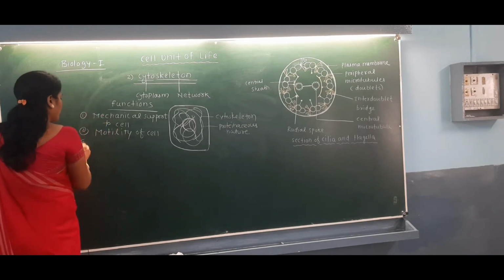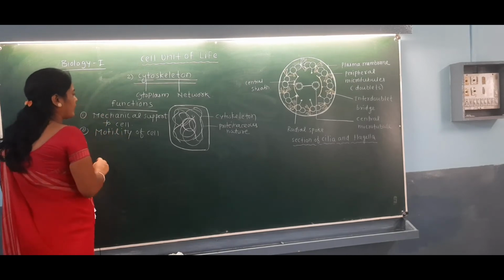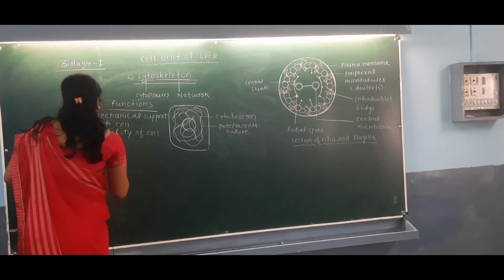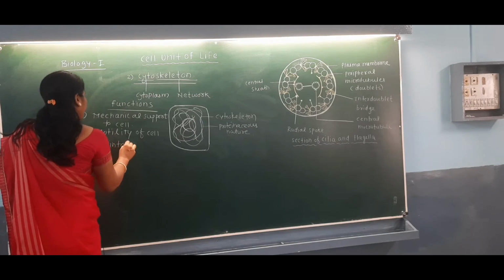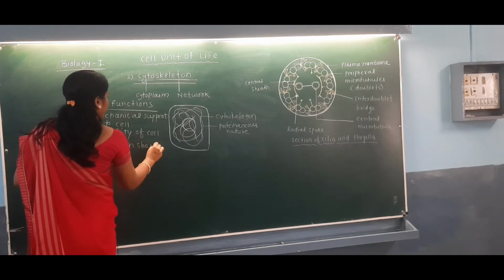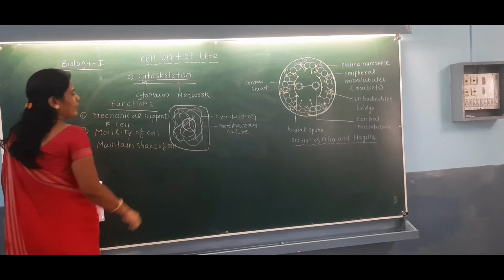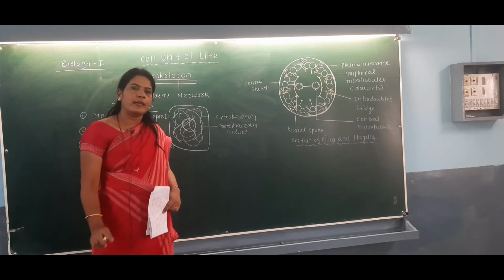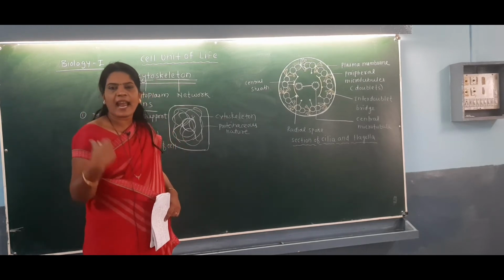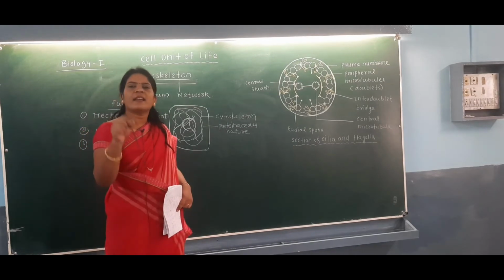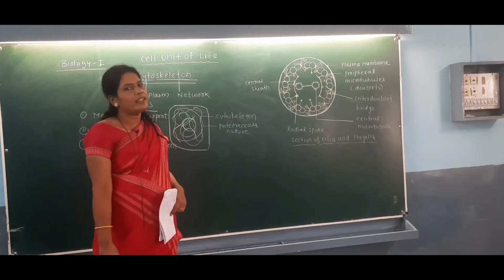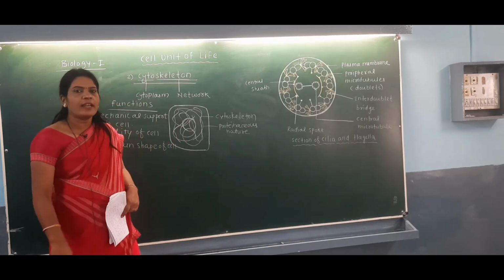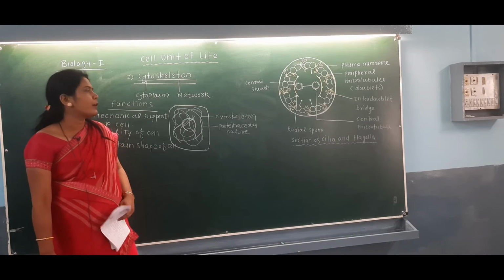Then the third function of the cytoskeleton is that it maintains the shape of the cell. Like the skeleton maintains the shape of the human being. In our face there is skeleton, in our hands, legs, in our whole body except the tongue, in all parts of our body there is skeleton, and that skeleton maintains our proper shape. Like that, this cytoskeleton maintains the shape of that particular cell.